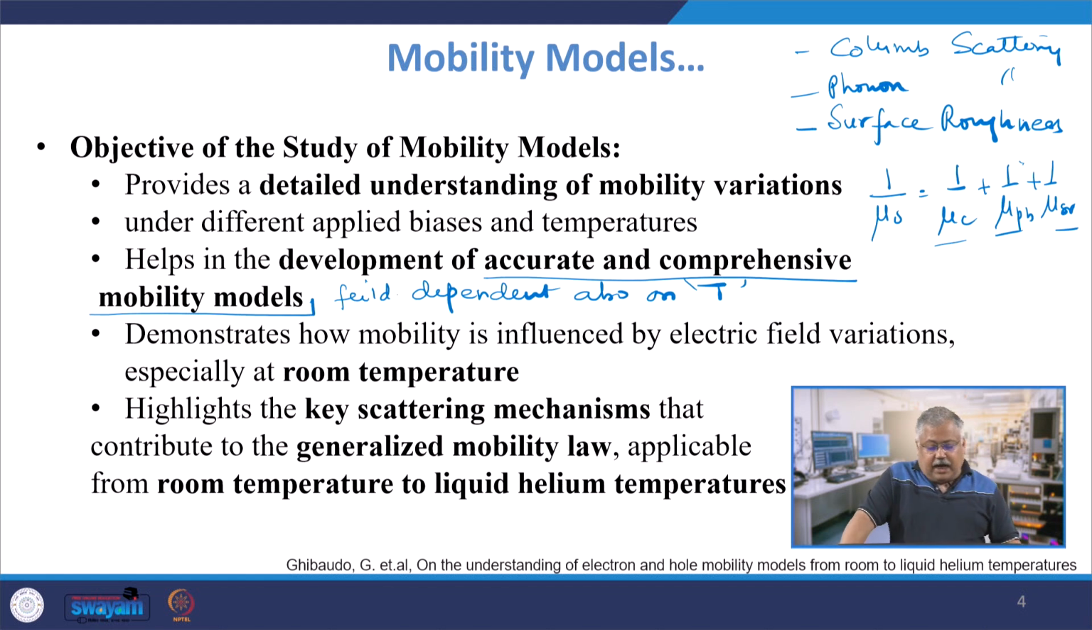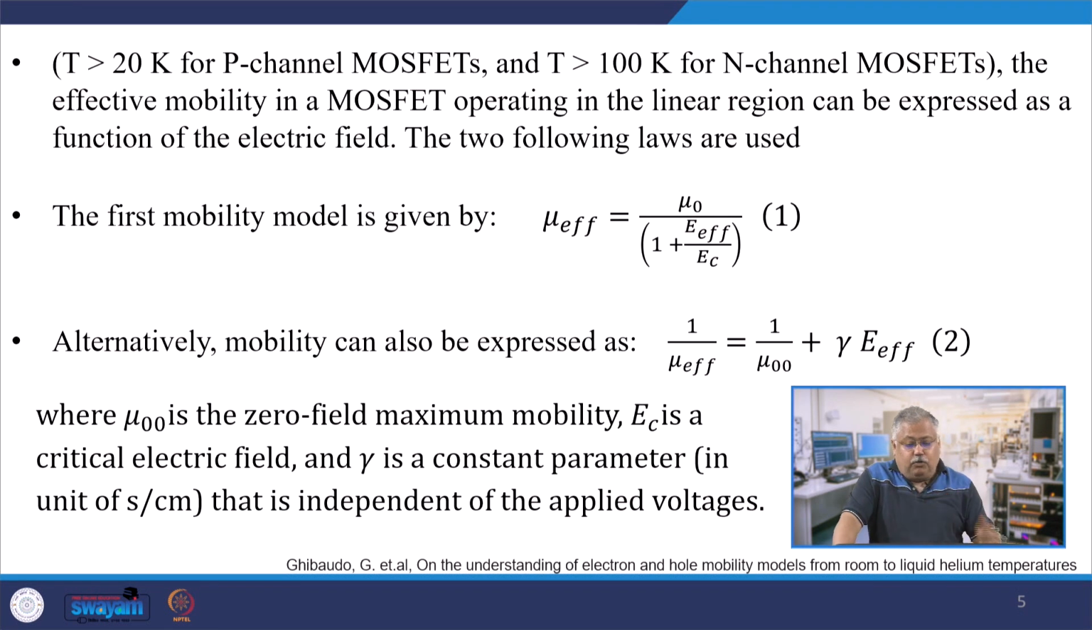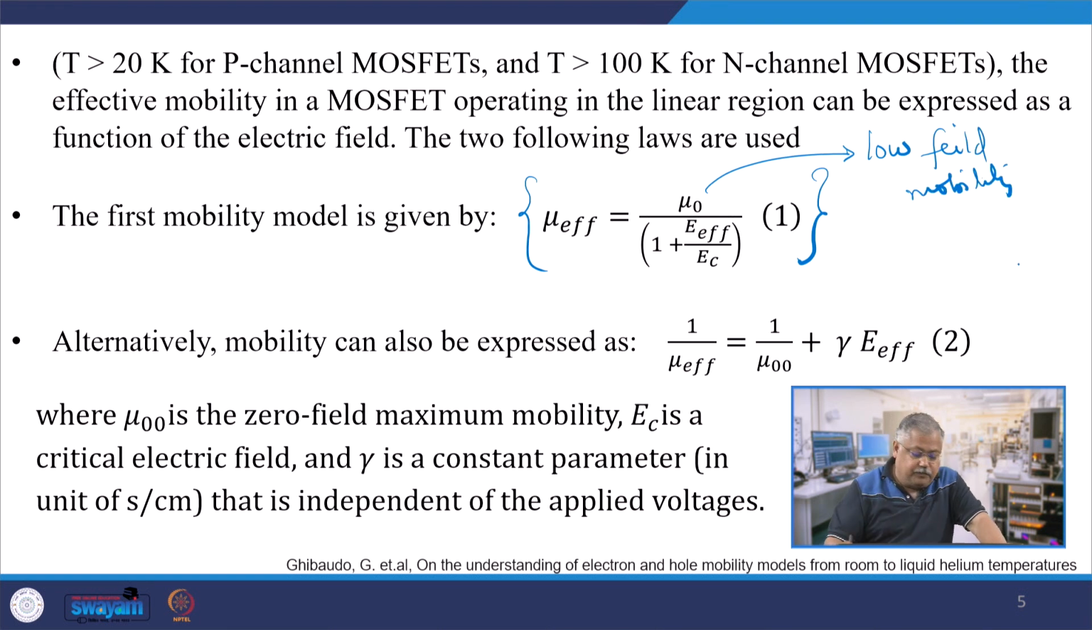So the idea here is that these key scattering mechanisms actually change as we move in the temperature domain. For example, phonon scattering almost goes to 0 at extremely low temperatures, and therefore the overall mobility might actually be less than the phonon scattering limited mobility at low temperatures. Now, for example, if we look at T greater than 100 Kelvin for an N channel MOSFET, the effective mobility is given by mu effective equals mu 0, which is known as the low field mobility.